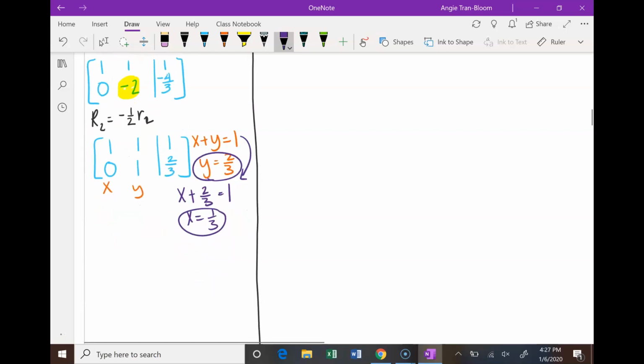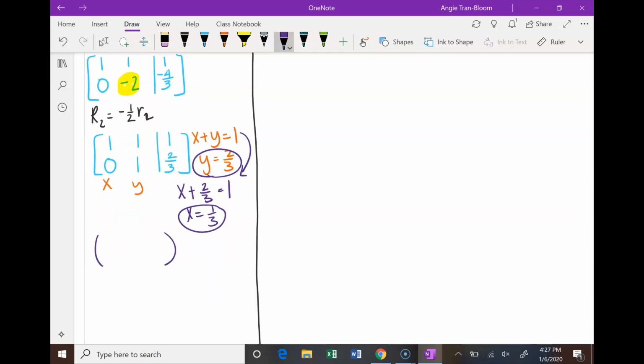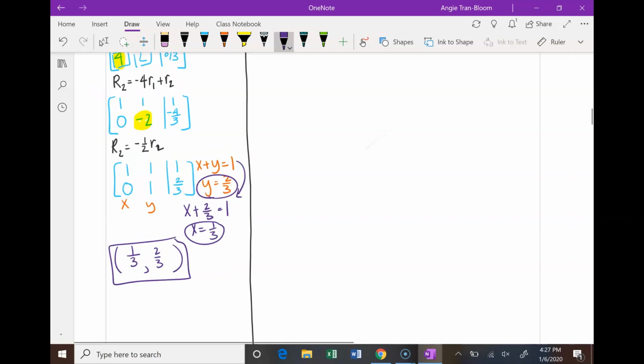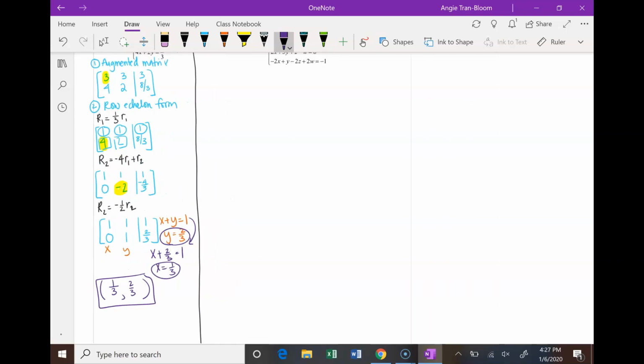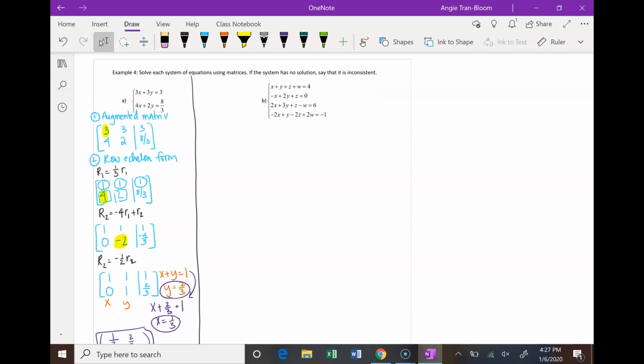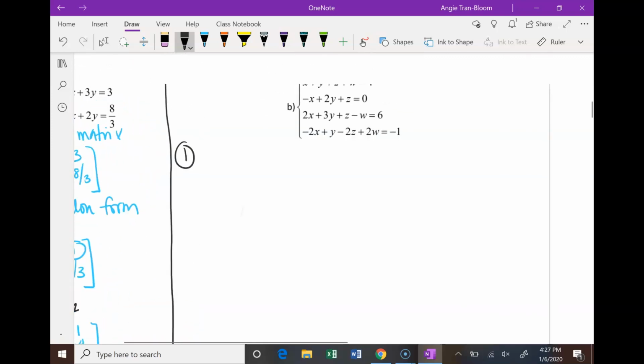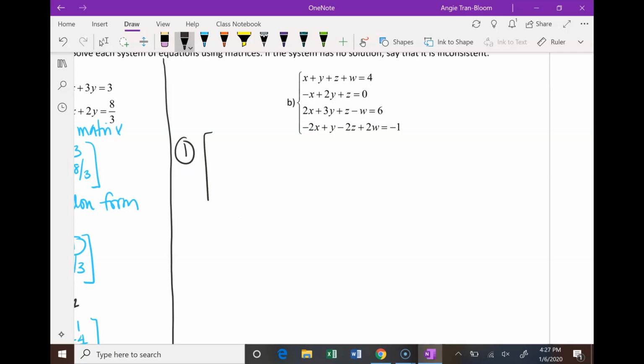We solve for x, so we write it as an ordered pair: 1/3, comma, 2/3, and box that up. So that's how we solve using matrices. And that question is a lot easier than B. For B, we will follow the same format, except that it looks a lot scarier, okay? So similarly, we are going to write it as an augmented matrix. I'm going to need a big one, because this one looks ginormous.